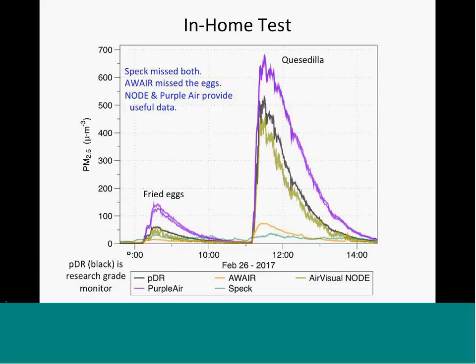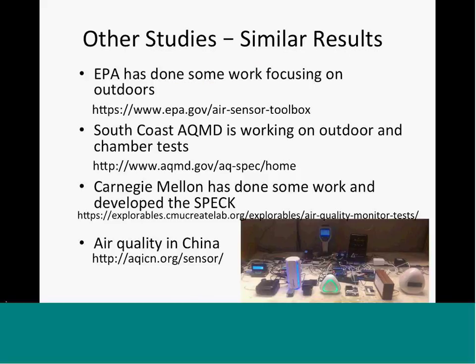Now, we aren't the only people to be doing this sort of work. The EPA in the US has done a lot of work focusing on, can we use lower cost devices for outdoor particle sensing. The South Coast Air Quality Management District is working on outdoor testing and also doing something similar to what we did, where they're testing these devices side by side in a chamber. Carnegie Mellon University is also doing some work. They developed the Speck, and they've also done some side-by-side testing. And there's also some work being done on air quality in China, and you can follow these links to get a little bit more information.